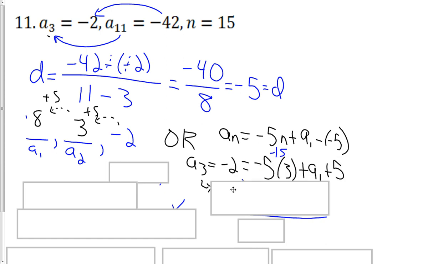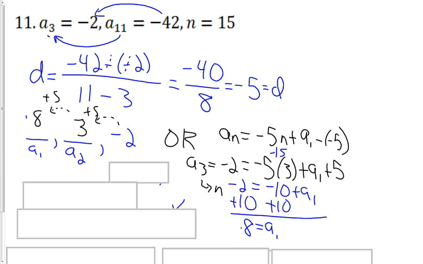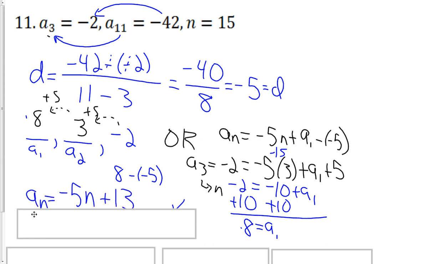So I plugged in a3 to get negative 2 equals negative 5 times 3, or minus 15, plus a sub 1 plus 5 because it's double negative. So negative 15 plus 5 is minus 10. And then I'm going to plus 10 to both sides to get 8. So next, plugging into the formula, a sub n equals negative 5n plus 8 minus a d, which is minus a negative 5. So 8 plus 5 is 13, right? Because if we took that 8 and added another 5 going the opposite way, you get 13.